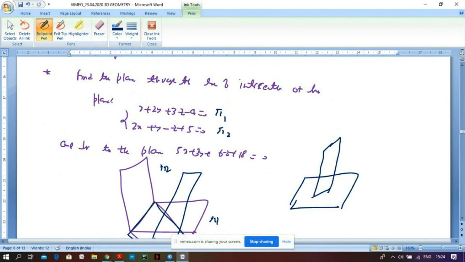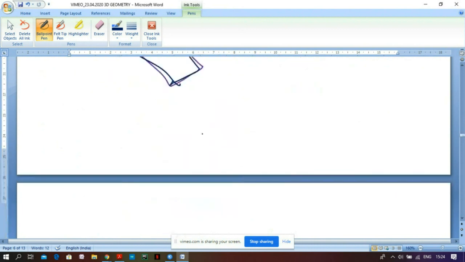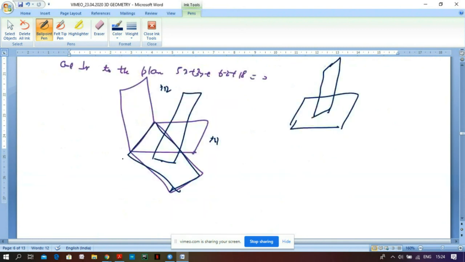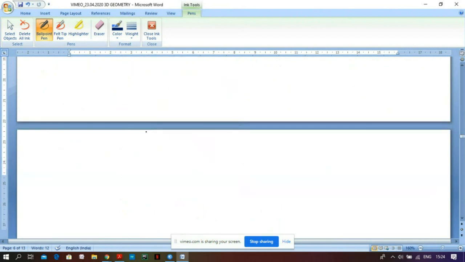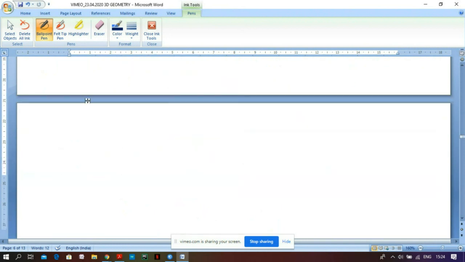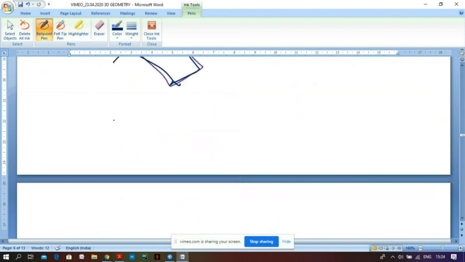So first step is pi1 plus lambda pi2. It means the equation of any plane that contains this line of intersection, or that passes through the intersection of two planes. It's a line always. So that plane can be given as pi1 plus k pi2.